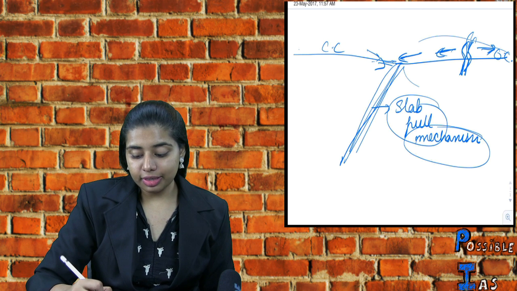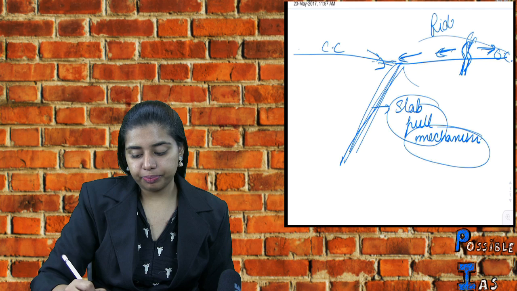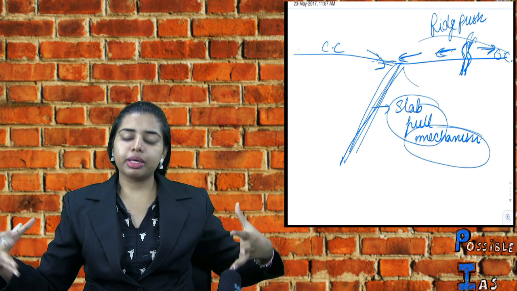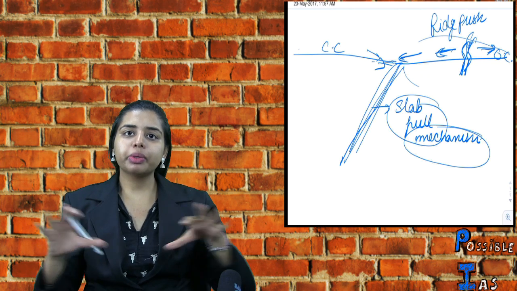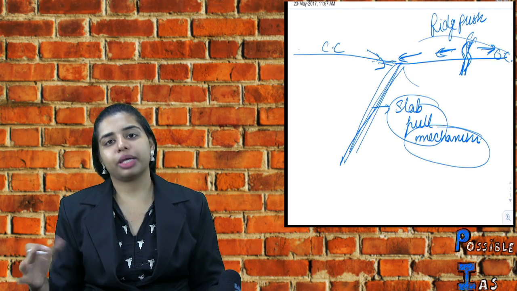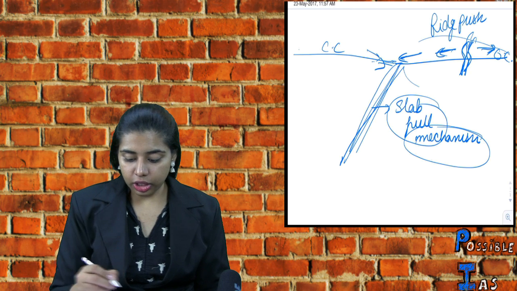So this is known as the ridge push mechanism. At the ridge, obviously, when the new magma is coming out, it will need space. So it will try to push the old plates away. That is known as the ridge push mechanism. Okay, so now what happens?